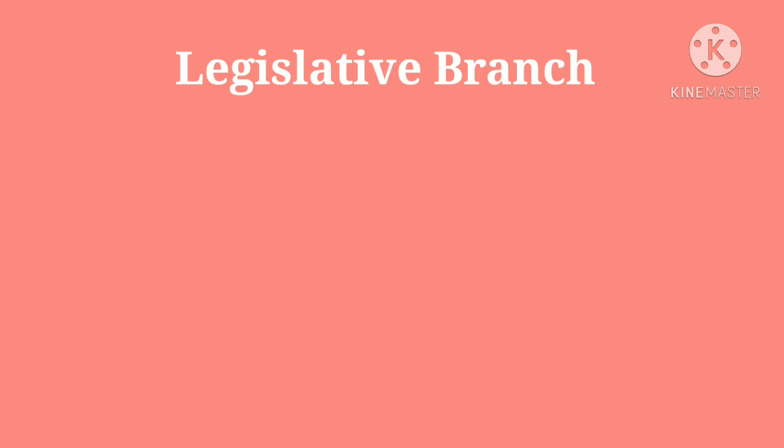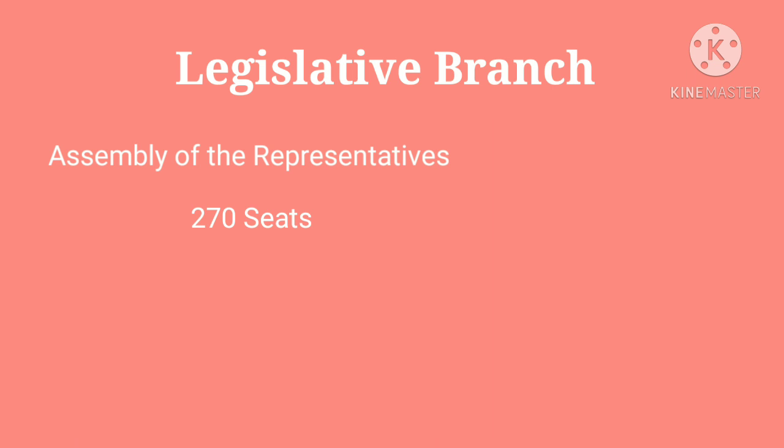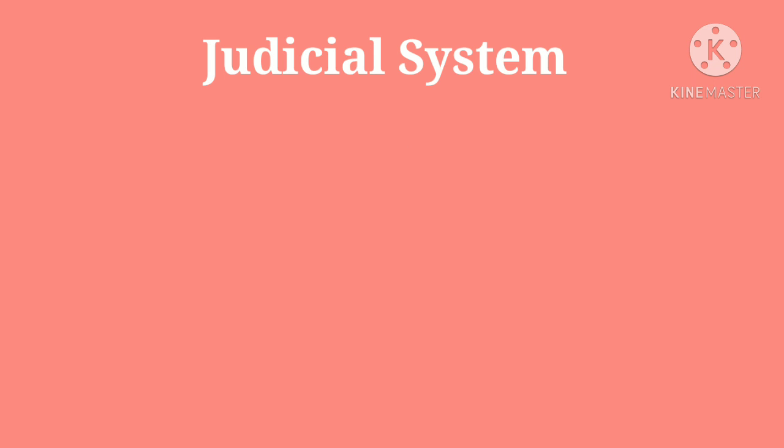Tunisia's legislative branch consists of the Assembly of the Representatives of the People with 217 seats. The first election for the Assembly of the Representatives of the People occurred on 26 October 2014. In the judicial system, magistrates are appointed by the President upon the recommendation of the Supreme Council of Magistracy.